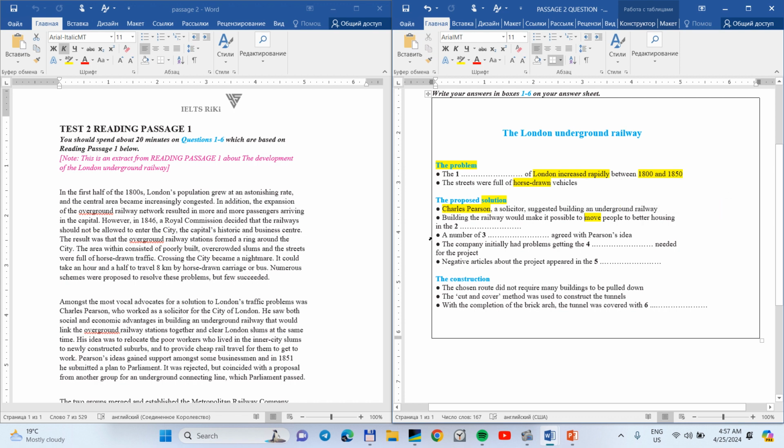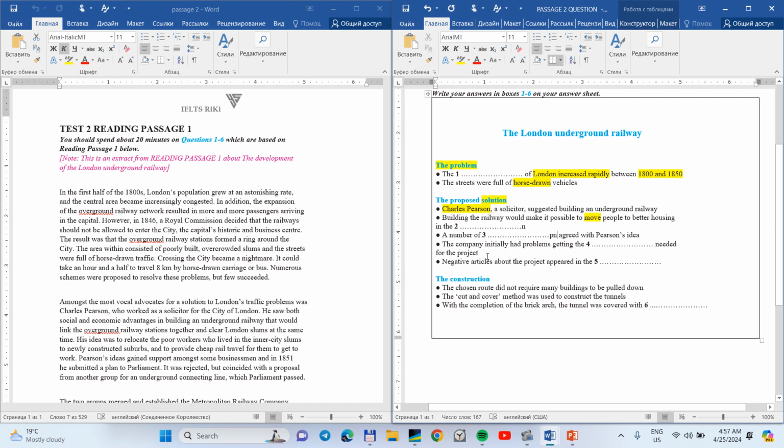Better housing in the where? We need a noun here. Noun. We also need a noun here, guys. The first one should require a noun. A number of something agreed. A person's idea. A number of people. Who are they? After "a number of", we need a plural noun here.